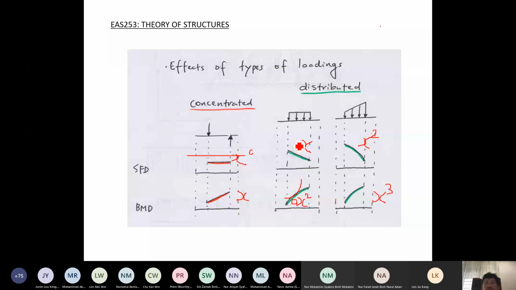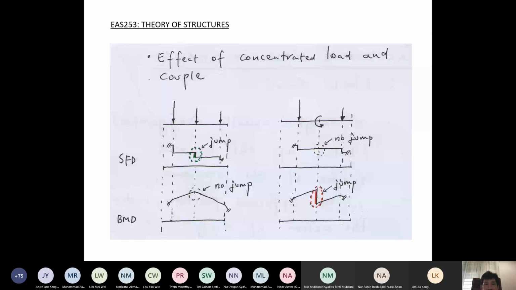So next time, if you see a shear force diagram, also consider the effect of concentrated load and couple. If there is a concentrated load here, then at the point of that concentrated load, when you look at the value of the shear force before and after the concentrated load, you get different values. There is a jump here. There's a point load here, a jump again. Before and after, the values are different, meaning that there's a jump.